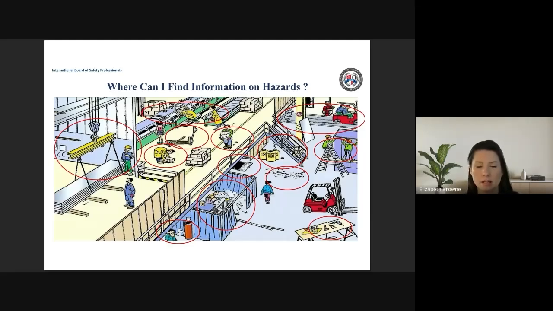So in this picture here, we see some red circles around some different hazards. We've got an overhead crane. If I want to find out more information on the overhead crane hazards, I can go to OSHA's website or go to my supervisor and find the specific regulations and guidance on that. To the right of the overhead crane, we have a worker bending over at the waist just to pick up something heavy.